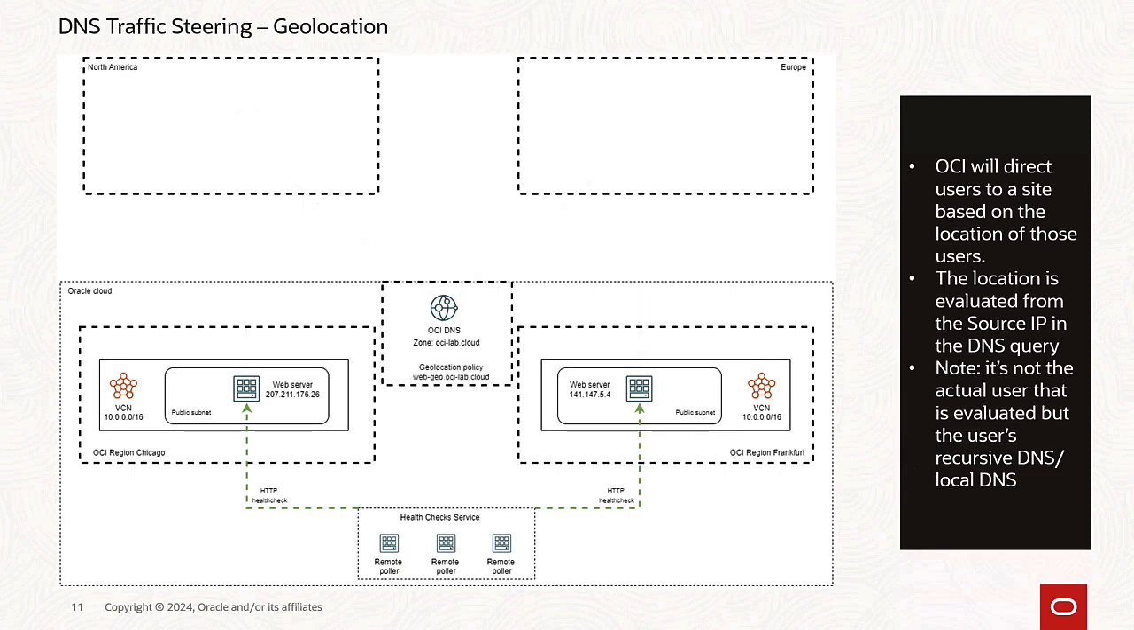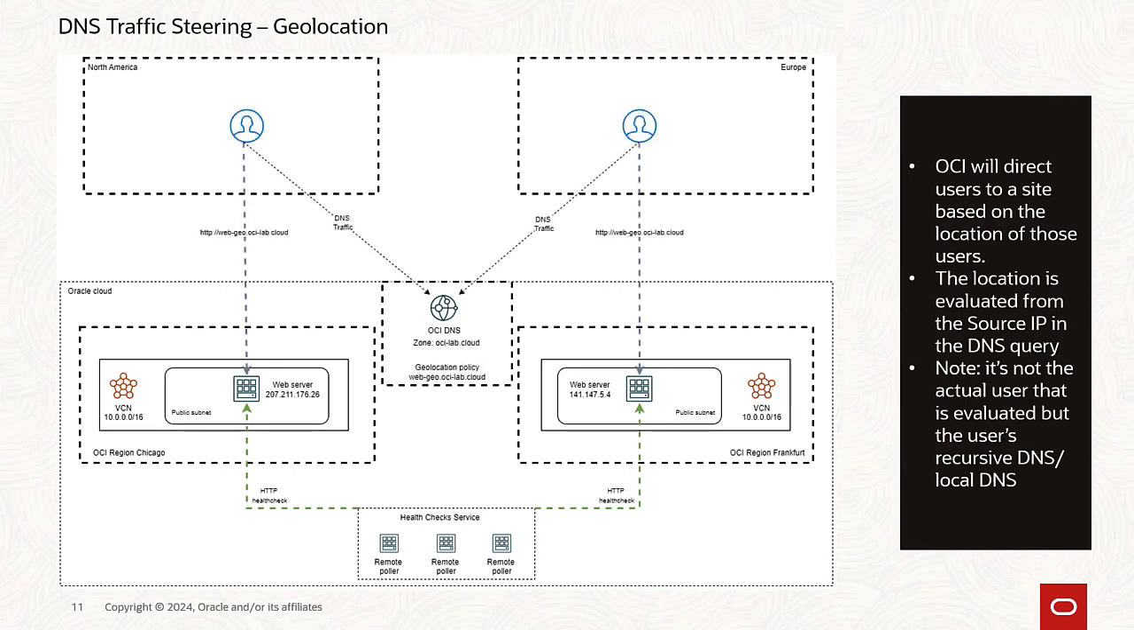Now, in this and the next policy types, it's important to note that typically it's not the actual user reaching the OCI DNS servers. It's the user's configured recursive server, right? We don't typically choose in our browsers or in our operating system which DNS server to go to. We have a local DNS server, which is typically our recursive server. So OCI evaluates the request coming from that recursive server, right?